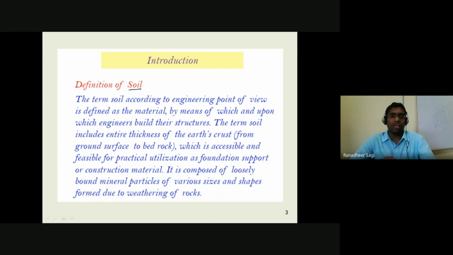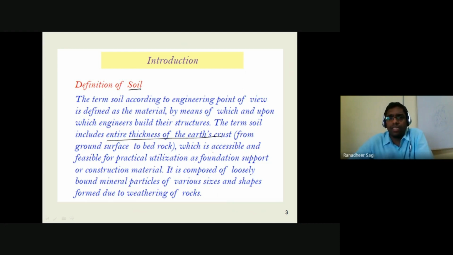Whenever we say the term soil, it includes the entire thickness of the earth crust, I repeat, the entire thickness of the earth crust. That's nothing but from the ground surface till the harder stratum, in the sense the bedrock. So whatever material is there between the ground surface and the hard rock strata, all that material is what we call soil.